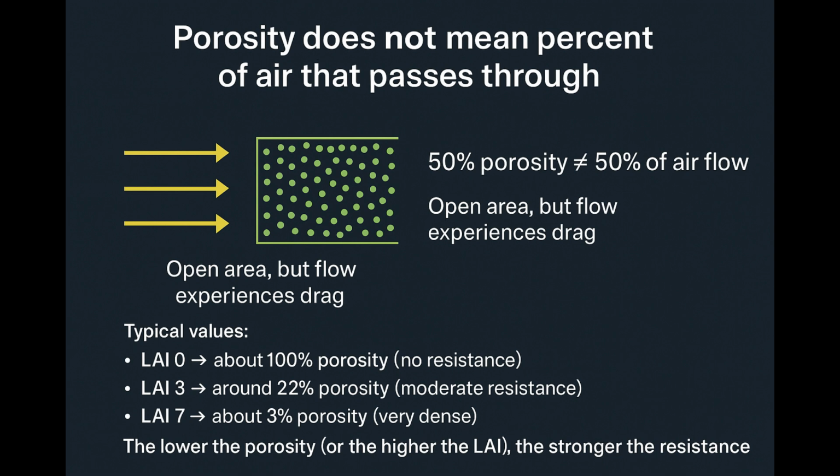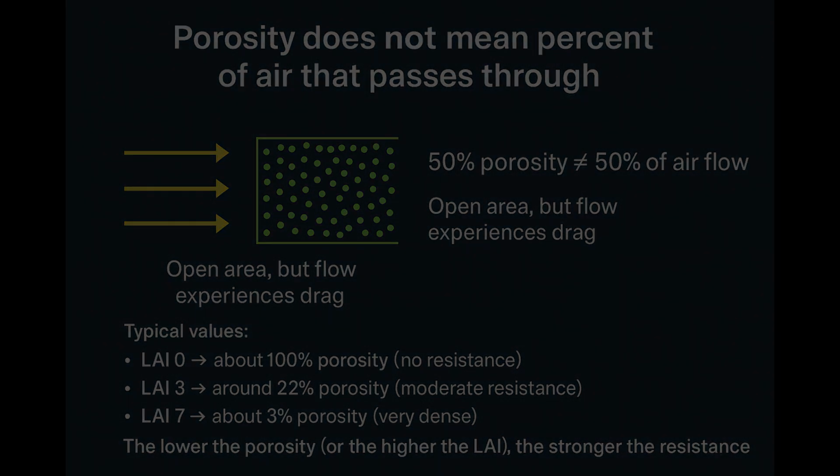Typical mappings. LAI 0, 100% porosity, no resistance. LAI 3, 22% porosity, moderate resistance. LAI 7, 3% porosity, very dense. Bottom line, lower porosity or higher LAI means stronger resistance and more wind slowdown inside the zone.